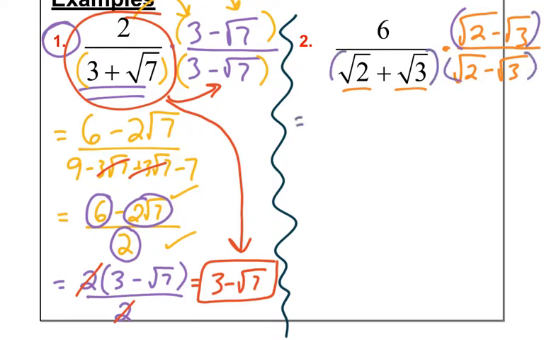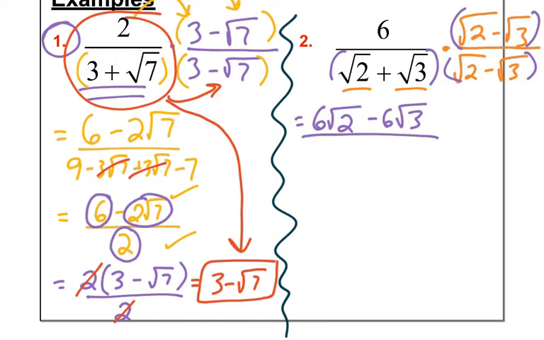Let's do the top. How about 6 multiplies the root 2? The 6 multiplies the root 3. See, we can't really simplify much of that. They have the same index, but they don't have the same radicand, so we can't combine those. Oh, well. All right, let's FOIL the bottom.